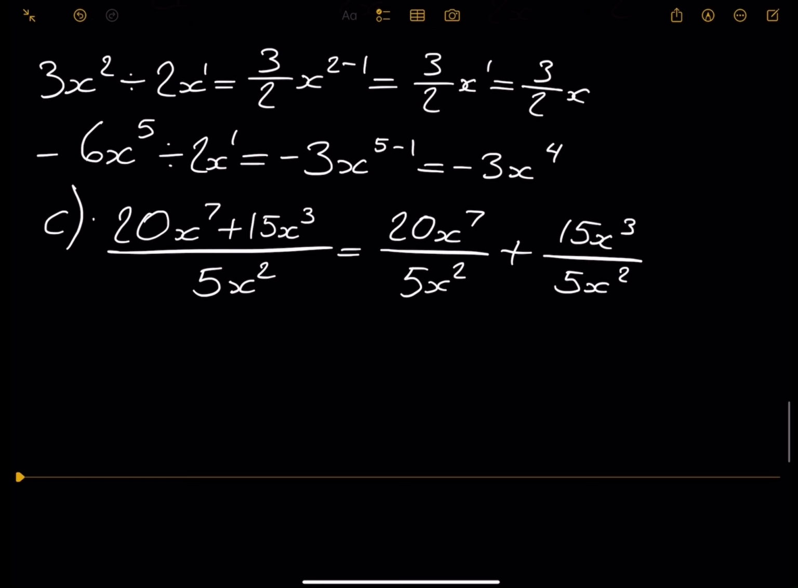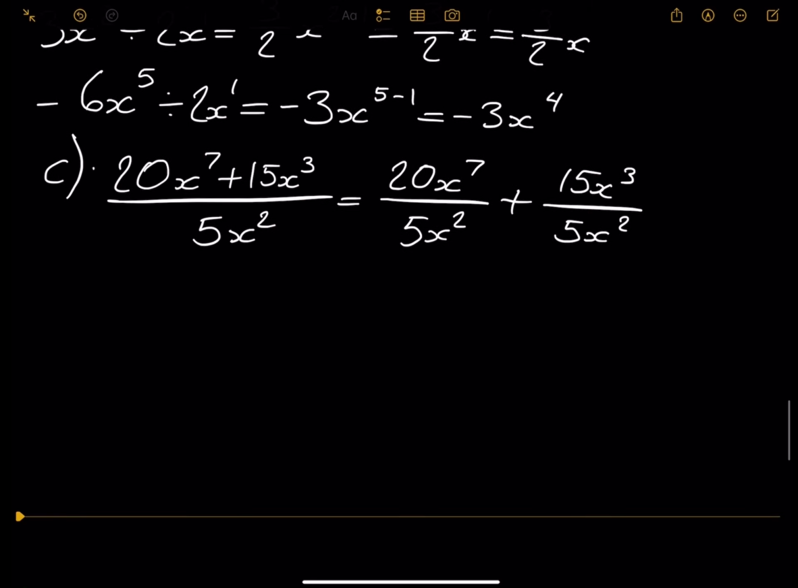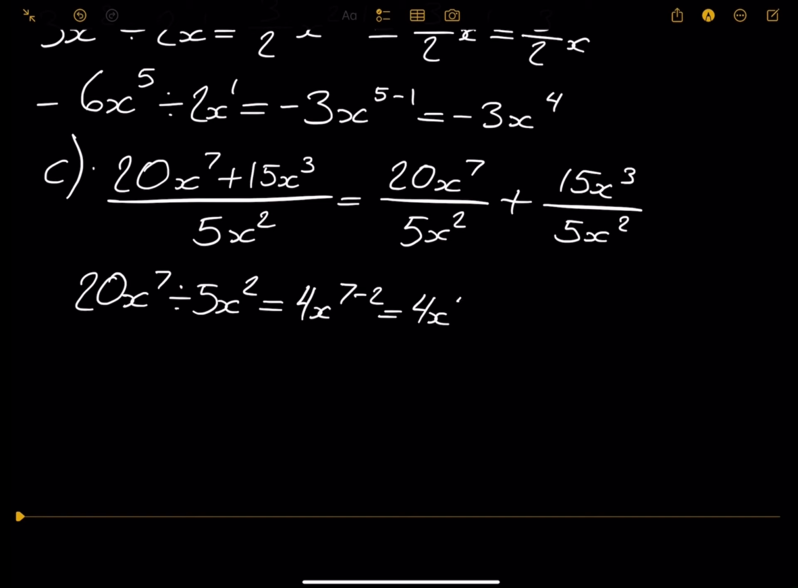So we end up with 20x raised to the power of 7 divided by 5x squared, and obviously 20 divided by 5 is 4, so it's 4x raised to the power of 7 minus 2, and that's equal to 4x raised to the power of 5.